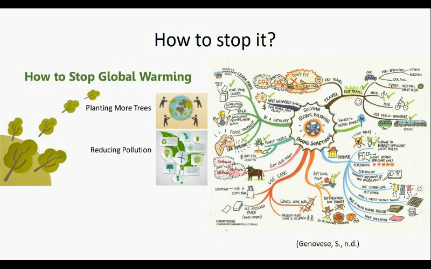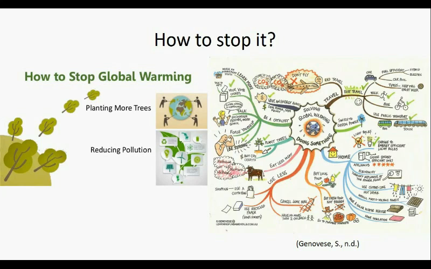So, how do we stop global warming from harming our ecosystem? First of all, we can plant more trees, as trees will reduce the amount of carbon dioxide in the air. Temperature can be maintained or reduced with the drop in the amount of carbon dioxide in the air, and thus, the growth of mosquitoes can be controlled.